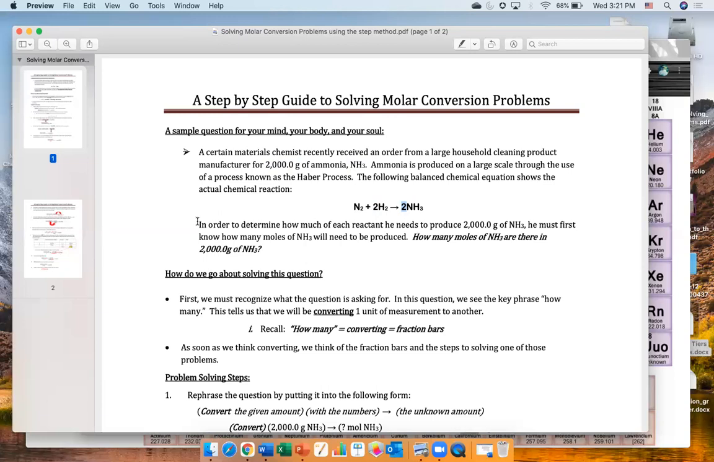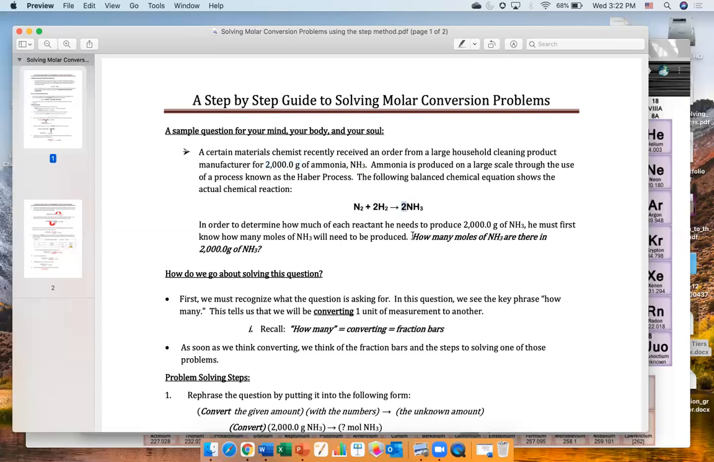So that's what it says down here. In order to determine how much of the reactant he needs to produce 2,000 grams of ammonia, he must first know how many moles of ammonia will be needed to produce. So my recipe is measured in moles. The quantity that I'm tasked to produce is measured in grams. I need to get this measurement into this measurement. I need my gram measurement to match what my actual recipe is measured in.